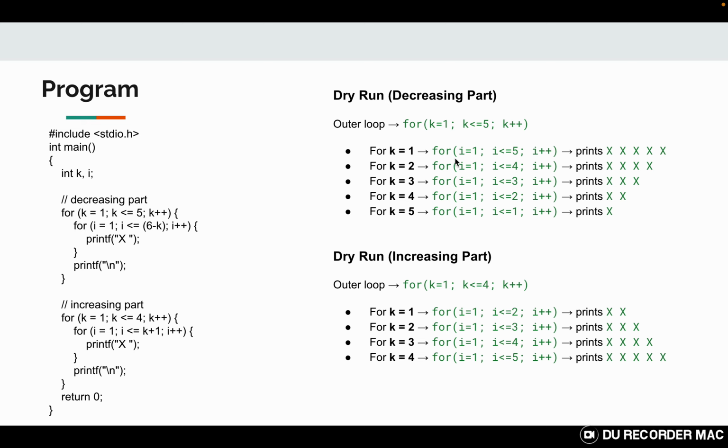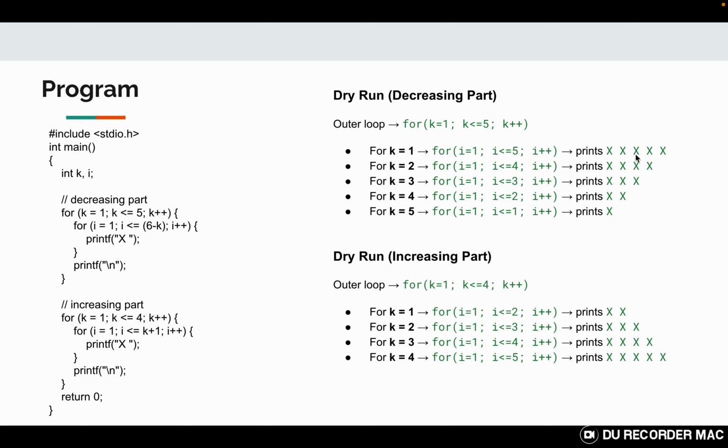So if you observe here, for i equal to 1, i less than or equal to 5, i plus plus. From where this 5 is coming is, the logic is 6 minus k. So 6 minus k will convert into 6 minus 1, and the answer would be 5. So that way this loop will turn into for i equal to 1, i less than or equal to 5, i plus plus, okay, and this inner loop will run 5 times.